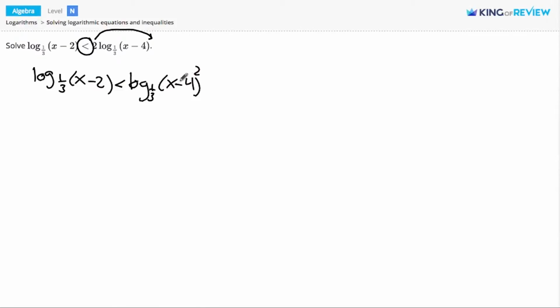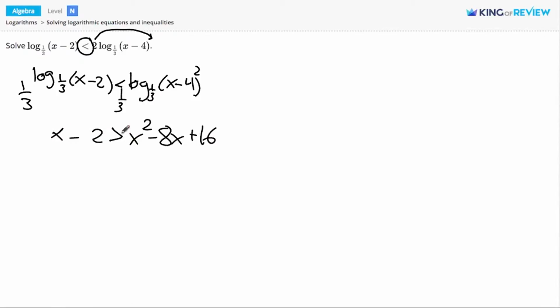I'm going to raise 1/3 to the power of both sides, remembering that raising 1/3 to a larger exponent gives me a smaller number. The right side is a larger exponent, so it will end up being a smaller number. I'm going to expand (x minus 4) squared into x squared minus 8x plus 16.